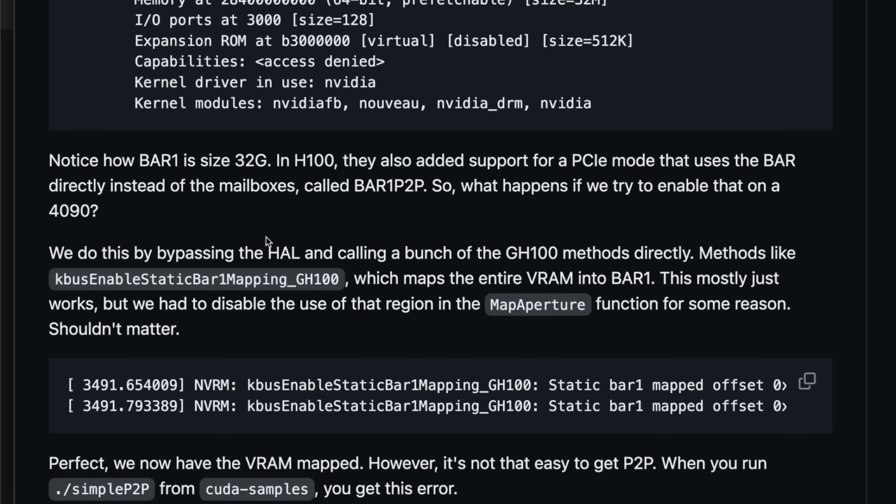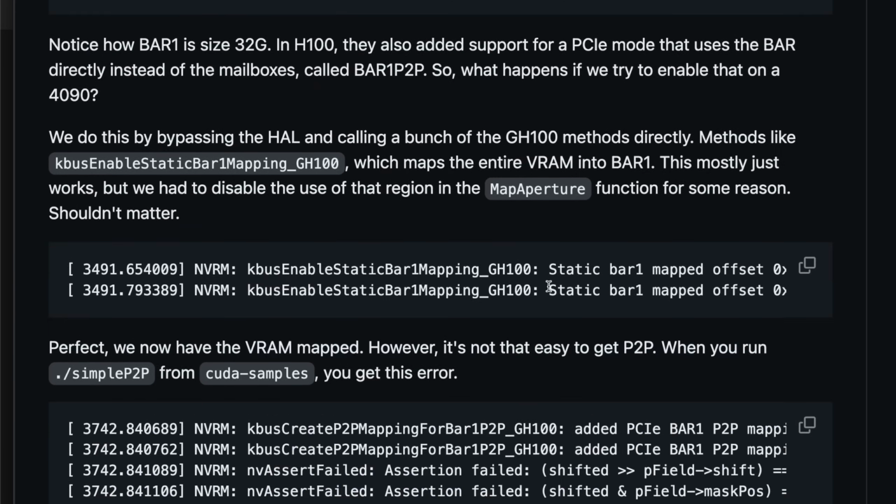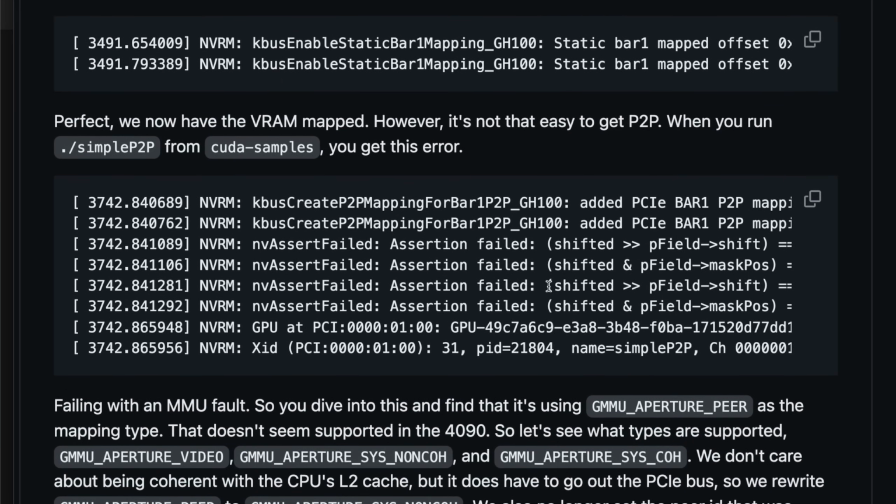So they did this by bypassing something called HAL, which is sort of a way that NVIDIA cleverly blocks certain features in their consumer drivers. And it's completely different from what was done with the 690, where the driver would look at certain resistor values and then decide what GPU it was looking at, since the resistor values were used to understand what GPU it was, and now that's actually done in kind of a secure enclave on the GPU itself. So the method they used here is really similar to KBus enabled static BAR mapping 1, which just maps the entire VRAM into BAR1. This mostly works, but they had to disable the use of a certain region, and they're not really sure why, but at the end of the day, this works. And basically, it's just another way of representing VRAM to the GPU and the driver itself, which is integral to actually having this memory-to-memory transfer on GPUs work.